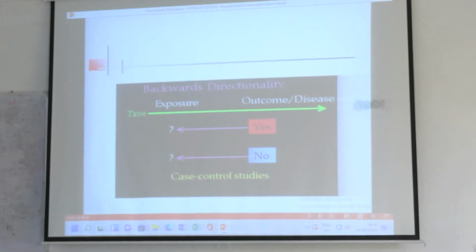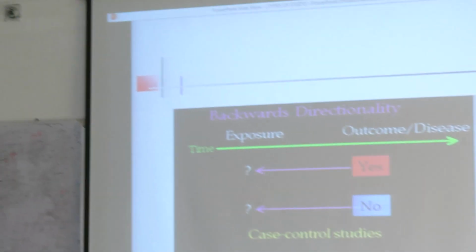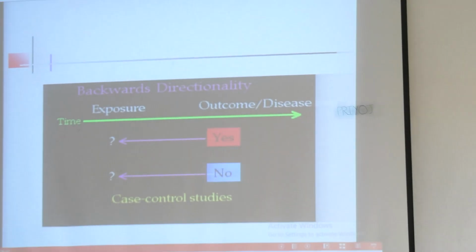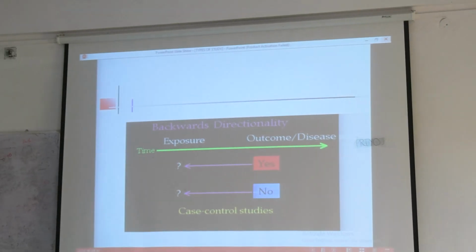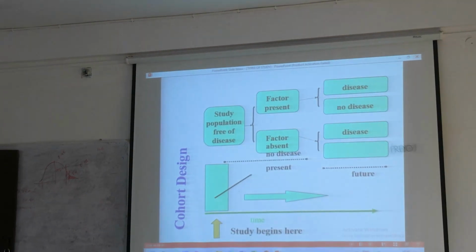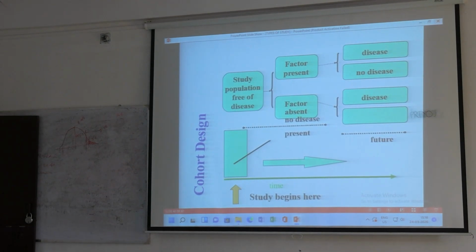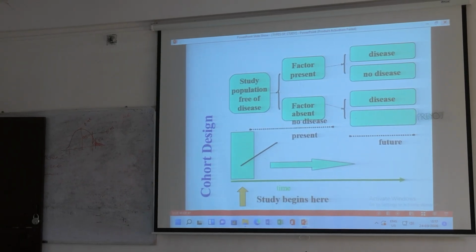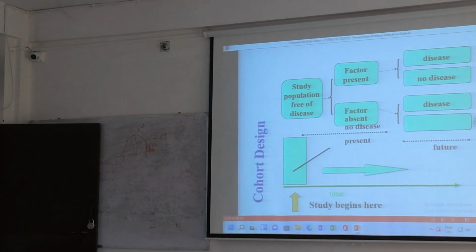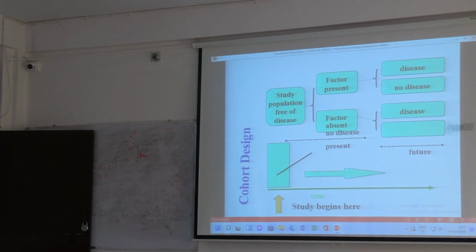So here you have exposure and outcome. This is the case control study, where the case has already occurred. In the cohort study, on the other hand, you look at a population free of disease. Factor is present, factor is absent. Then you have disease, no disease, disease, no disease. Then again, the study begins from this particular point.